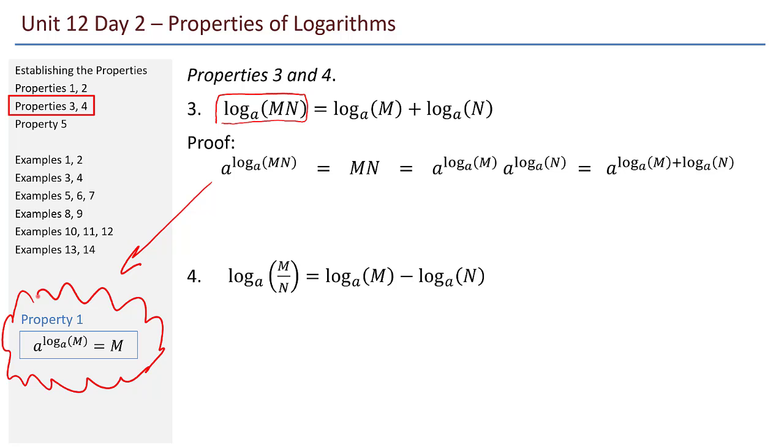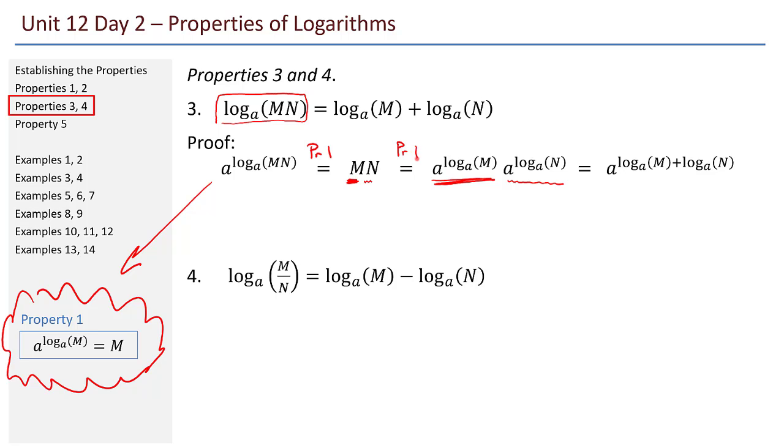So by property 1, a raised to the log base a of mn is mn. Now let's apply property 1 again just to the m. And so m is the same as a raised to the log base a of m. And I can also apply it to the n. And n is the same as a raised to the log base a of n. Okay, so again, I used property 1 to make that equality work.